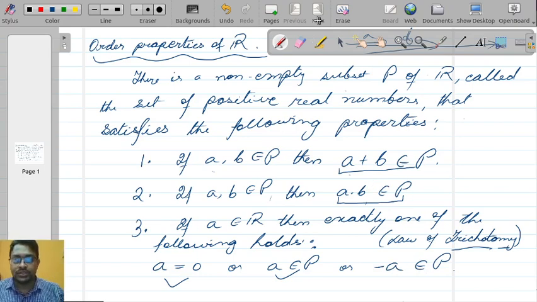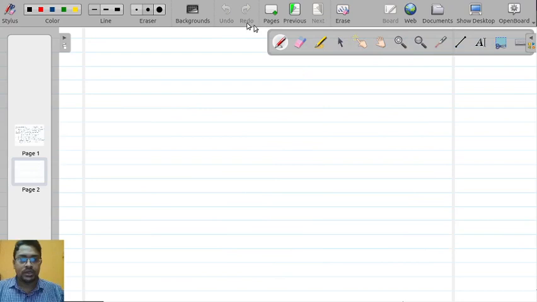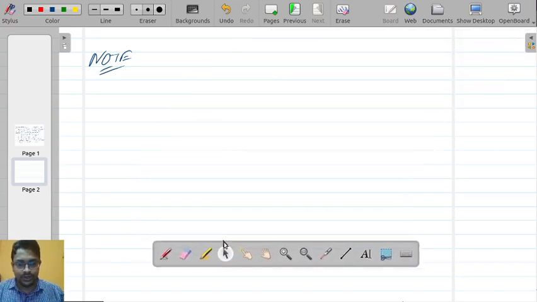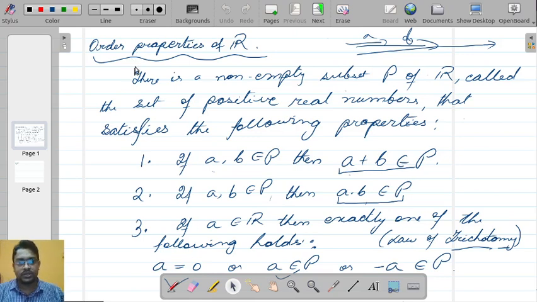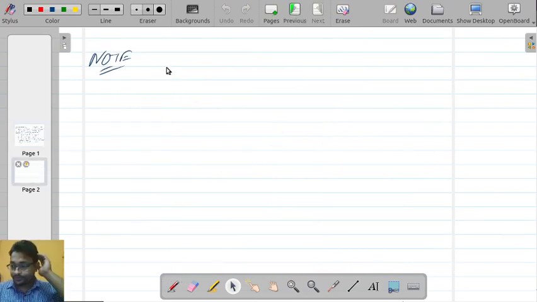So using these properties, let us note something. If in your exam the question comes, what are the order properties of R, then you will just write this particular statement. Give the heading: order properties of R. There is a non-empty subset P of R called the set of positive real numbers that satisfies the following properties. These are actually called the order properties of R.